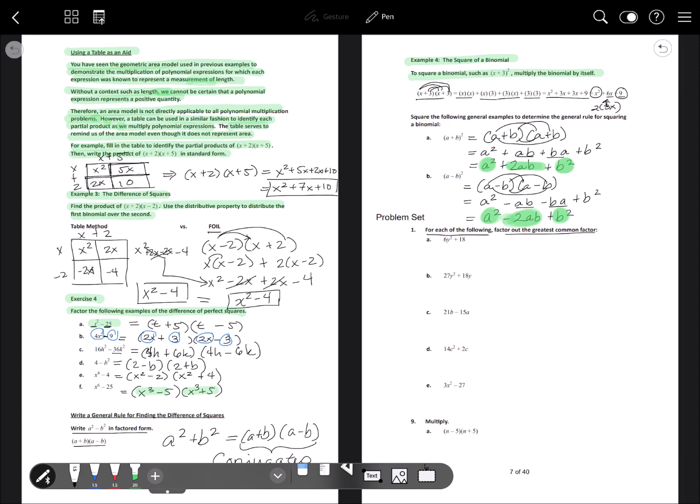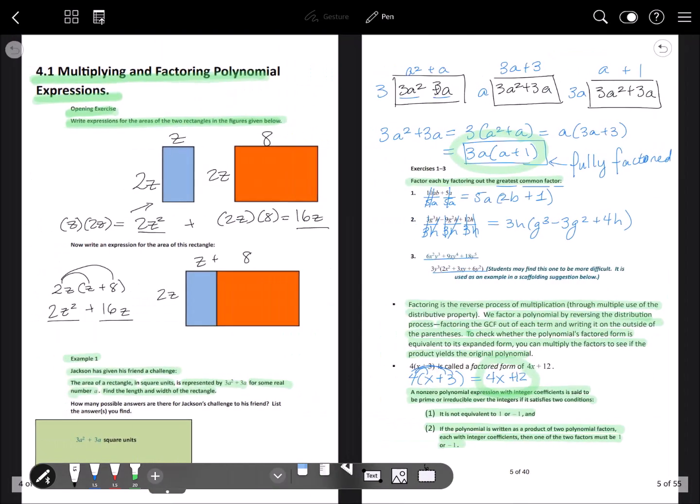So to summarize, we've looked at how to use the area model to factor, how to represent that as a table, how to find greatest common factors, and 2 special cases, the difference of squares and perfect squares.